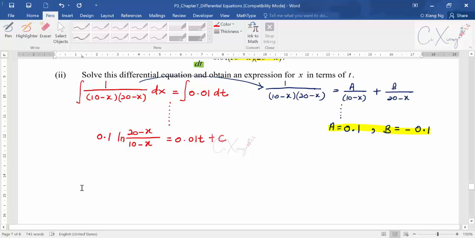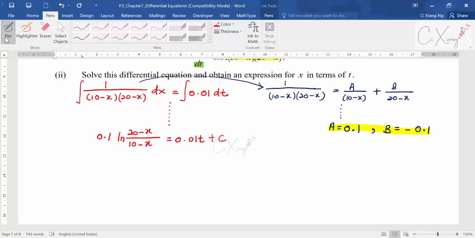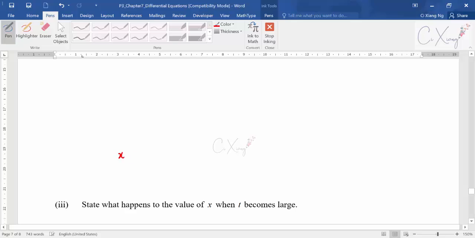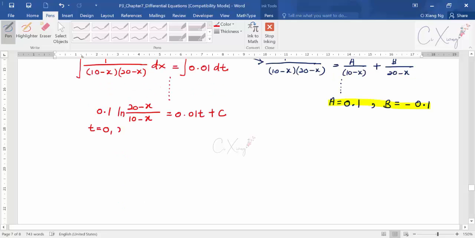Now you want to get the value of c. Therefore, here you use the information given: t equals 0, x equals 0. If you continue from here, you'll get 0.1 ln 20 divided by 10 equals c. So your c equals 0.1 ln 2.